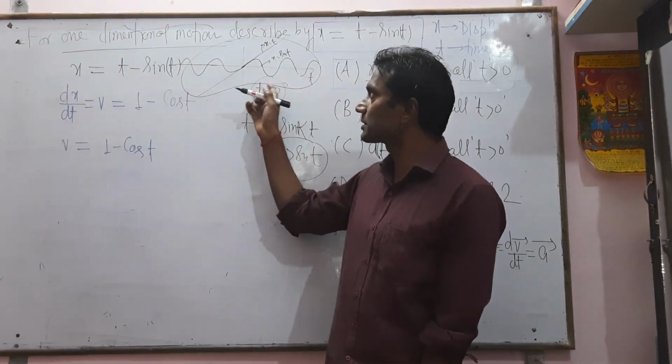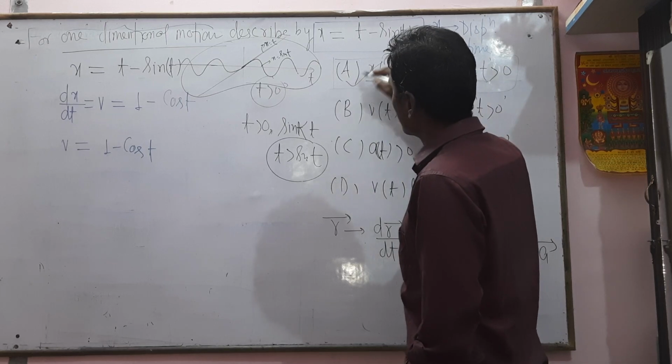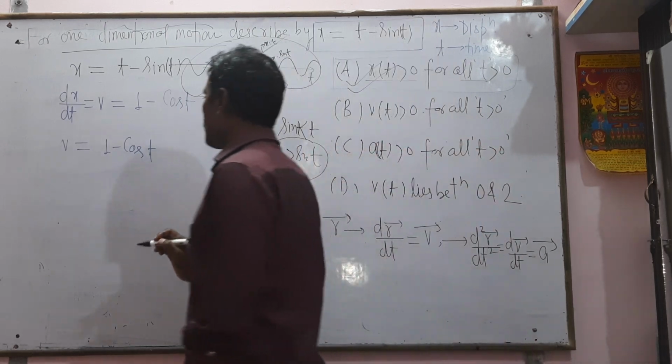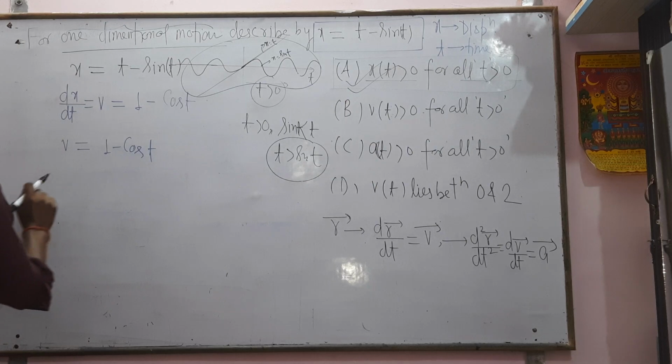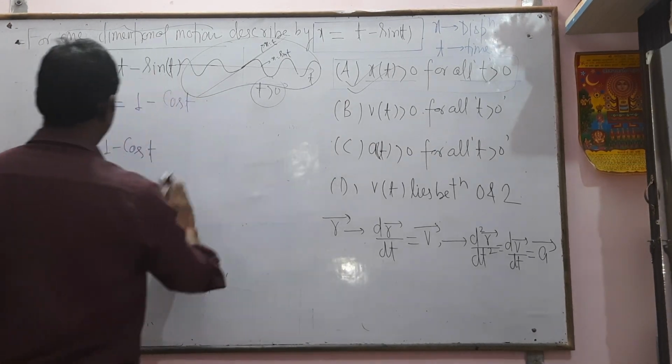Okay. In this option A, t is positive, so x(t) is positive. Option A will be correct. So we are coming to option B. Option B, v equals 1 minus that number.